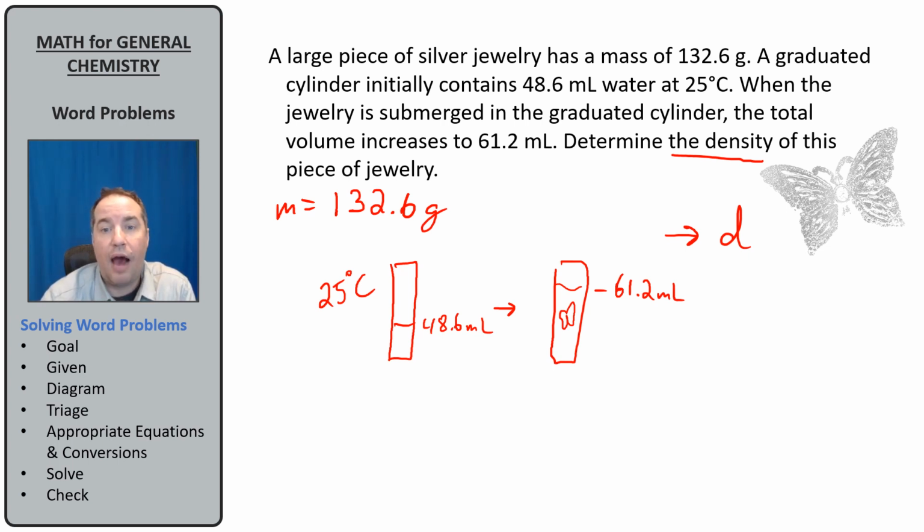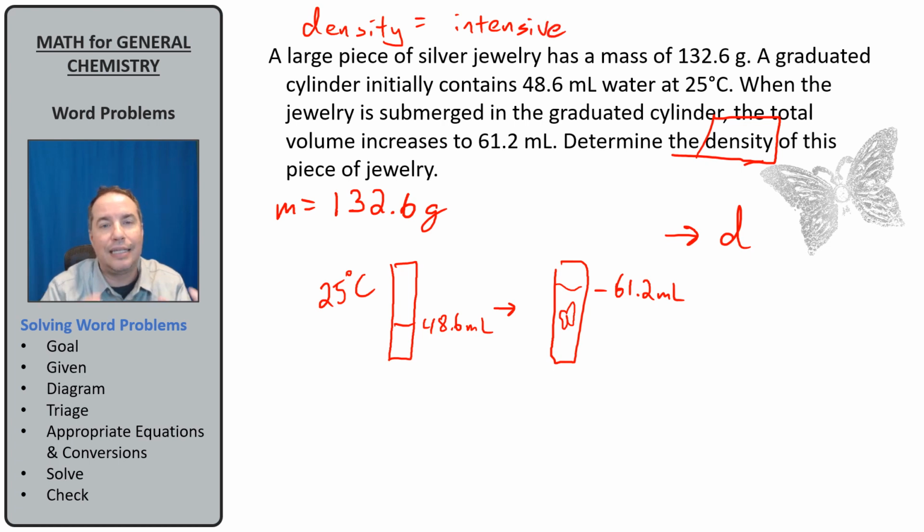Let's go ahead and now triage. What type of problem is this? Well, in this problem, it's fairly easy. It says it's density, so we're going to be using all the things we know about density. What do we know about density? We know that density is an intensive property. What that means is that it's the same whether you're talking about a small piece of silver or a large piece of silver. The density is the same. And we also know that it's equal to mass over volume. So density equals mass over volume.